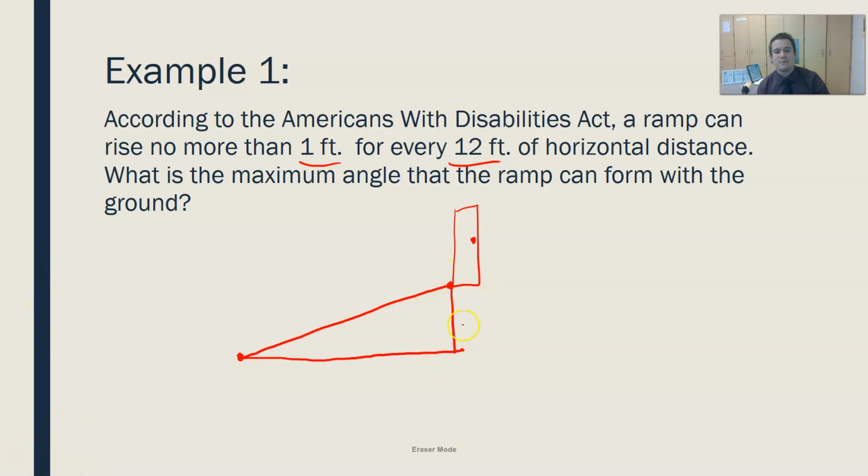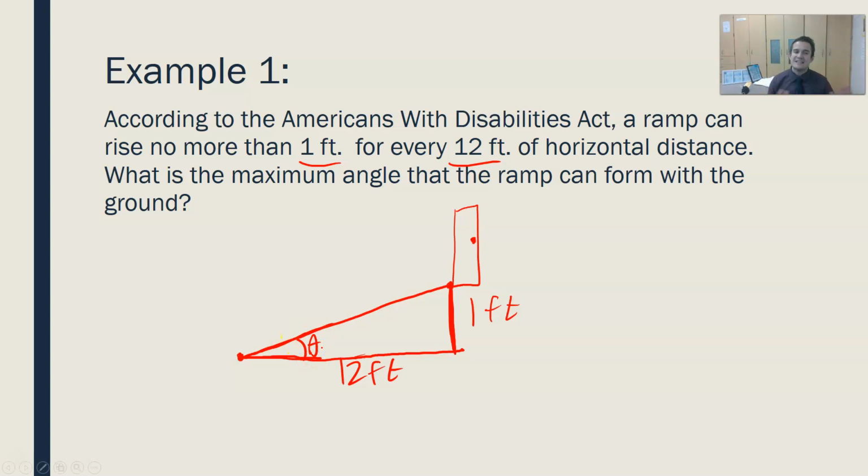So if this ramp cannot rise more than 1 foot for every 12 feet of horizontal distance, this is going to be my rise. So that's going to be 1 foot. And then my horizontal distance is flat. This right here, I can't rise more than 1 foot for every 12 feet of horizontal distance. So it says, what is the maximum angle that the ramp can form with the ground? So here's my ramp, here's the ground, here's my angle right here.